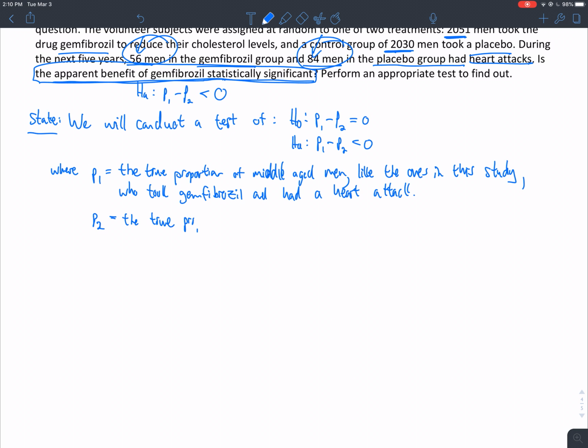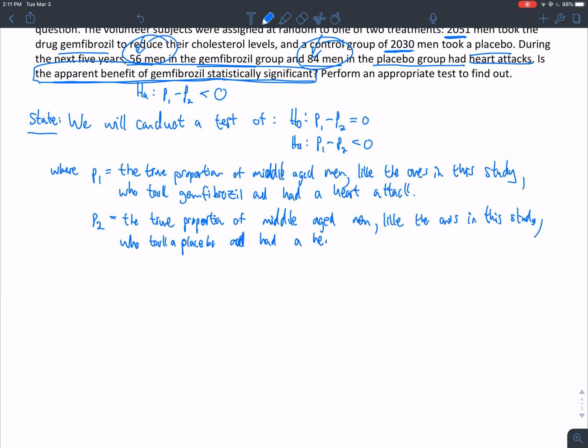the true proportion of middle-aged men, like the ones in this study, who took placebo and had a heart attack. This is annoying, okay?